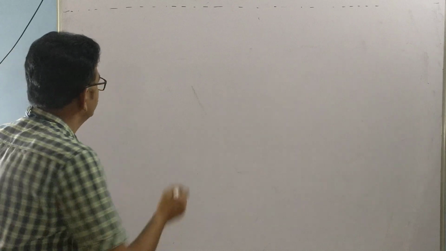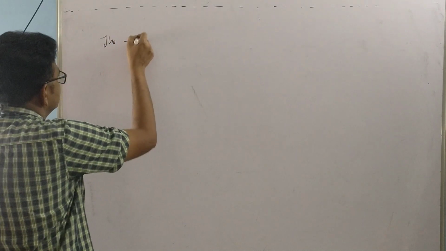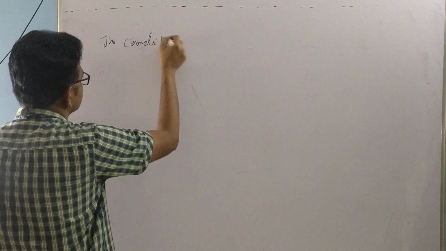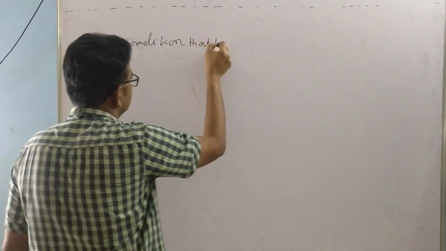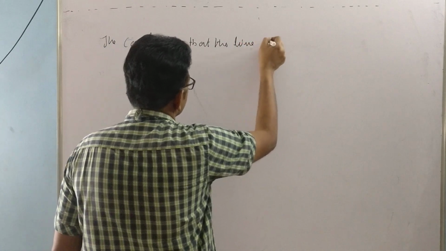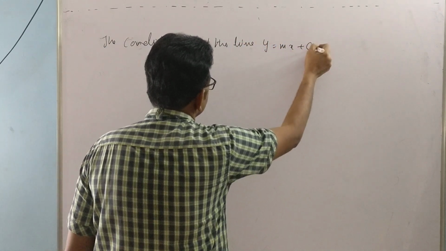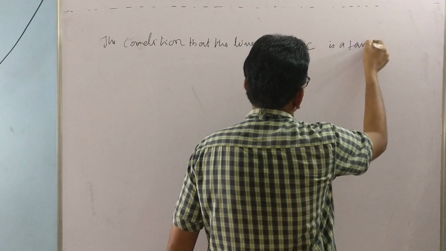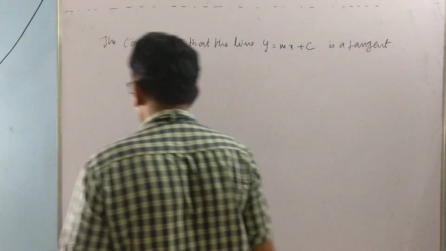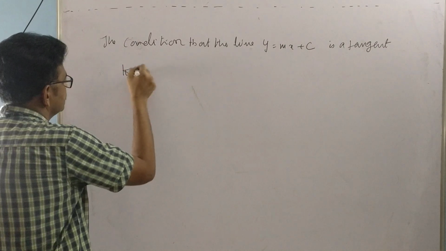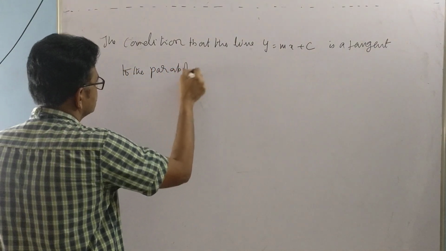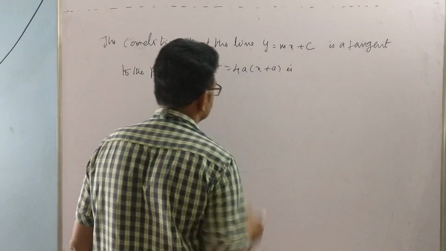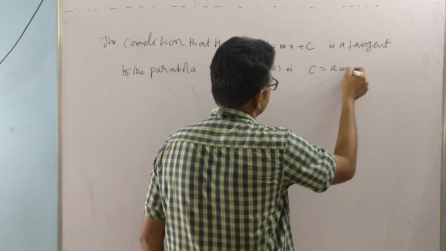Next, the related point: the condition that the line y is equal to mx plus c is a tangent to the parabola y square is equal to 4a into x plus a is c is equal to am plus a by m.